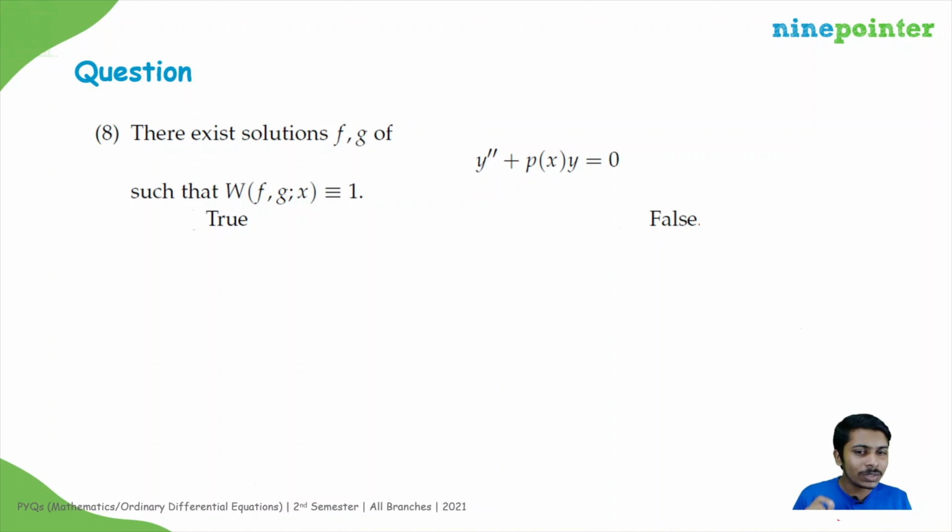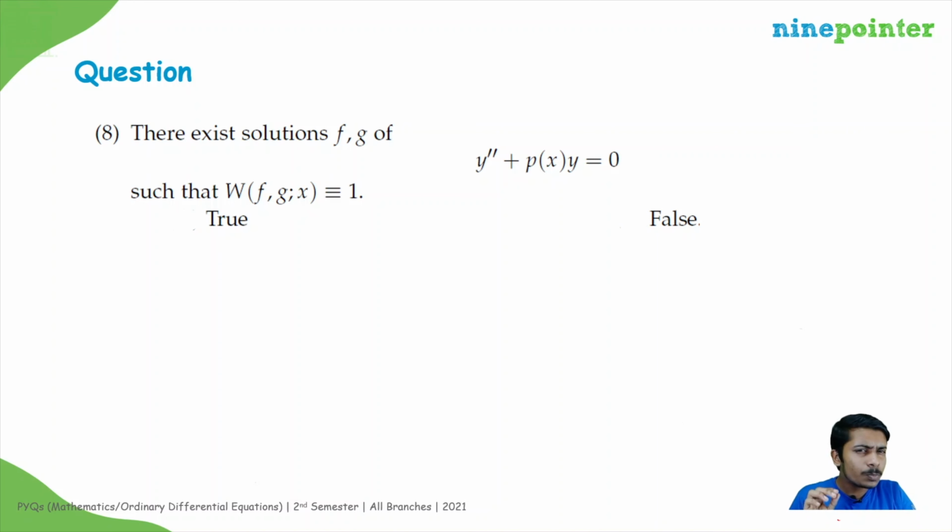Okay, the eighth question is: for solutions f, g of y prime plus p of x into y equal to 0, such that the Wronskian W of f, g at x is identically equal to 1, we have to select whether this statement is true or false. That is, we are given a standard differential equation with the coefficient of y prime being 0, and we are asked if there exist two solutions f and g such that the Wronskian is identically equal to 0. The Wronskian at any value of x should be equal to 0. If such a thing exists or not, that we have to find.